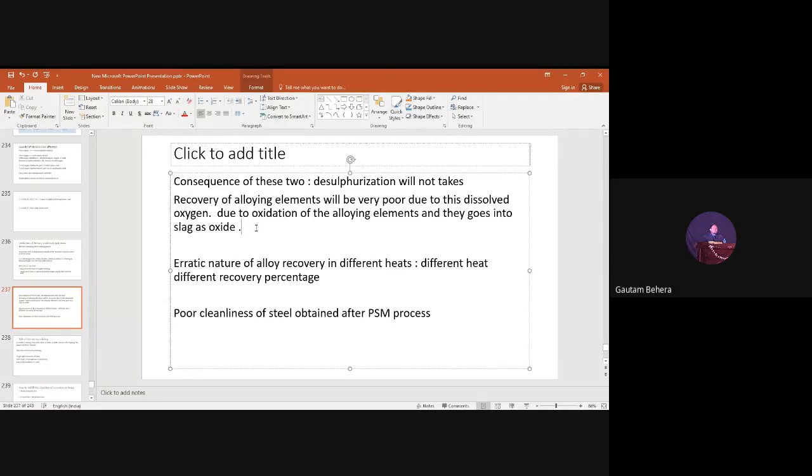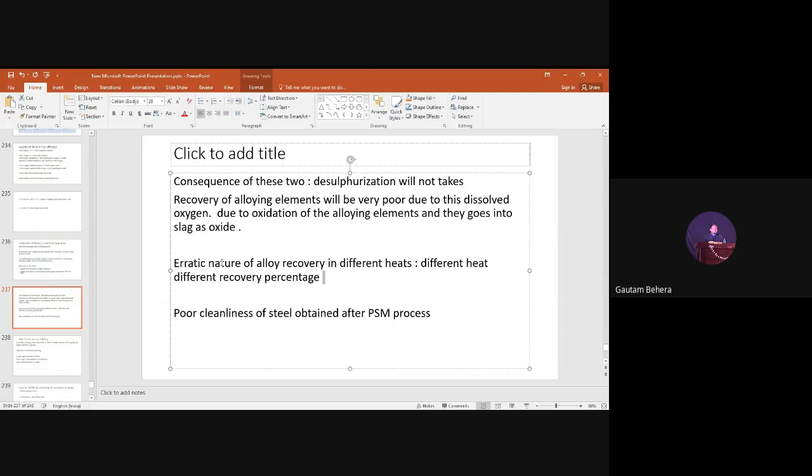So that means during the primary steel making process, we cannot do desulfurization. You understand what the thing is. And second, we cannot recover a lot of alloying elements if we have them, right, during the primary steel making process. The recovery will be poor, obviously, because an oxidizing atmosphere is prevailing, and so the elements will get oxidized and move to the slag phase. So recovery of alloying elements is very poor due to this oxidizing nature.